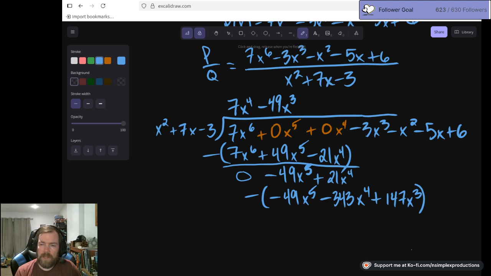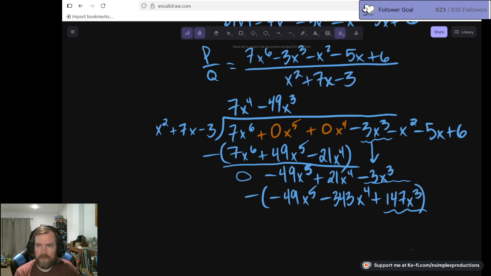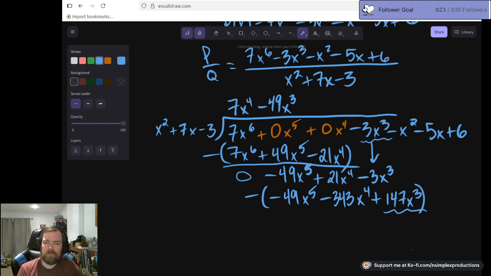Okay, now if you notice, we have an x cubed term here, but we don't really have one here yet. But we do have one there. So bring this down because it's going to be used on this round. Okay, so negative 49 x to the fifth minus negative 49 x to the fifth is 0 as intended. This is now going to be a 21 x to the fourth minus negative 343 is a plus.